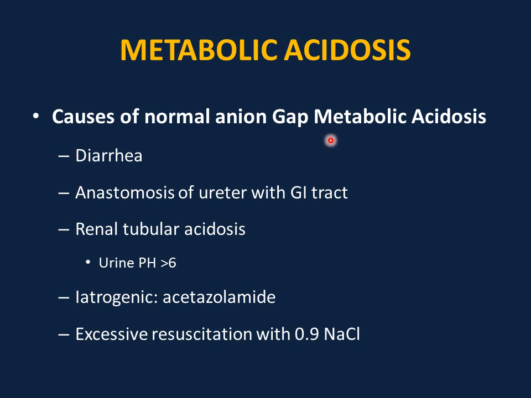Causes of normal anion gap metabolic acidosis. For example, diarrhea. This is very common and important to know. Anastomosis of the ureter with the GI tract, renal tubular acidosis. In this case, the urine pH will be more than 6 in most of the cases. Medication, for example, acetazolamide, and excessive resuscitation or excessive IV fluid intake with sodium chloride.